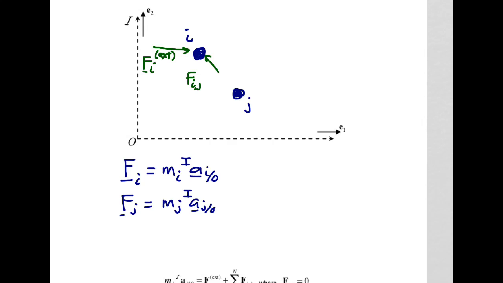F sub I, J. And so F sub I, J, if we state that clearly, is the force on particle I applied by particle J. And so that's an internal force, and that means that we have to have an equal and opposite internal force that would be the force onto J applied by I. And that simply obeys Newton's third law, in which every action has an equal and opposite reaction. And so we can also put an external force on J. So F sub J external.